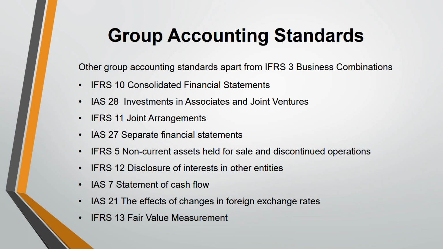Sorry, IAS 7 was the cash flow one, and this is IAS 21, the effects of changes in foreign exchange rates. When you have a foreign subsidiary, before you consolidate, you have to first translate using the IAS 21 rules. And finally, IFRS 13, fair value measurement. It is not heavily used, but you should know the fair value measurement impact for all questions for any standard, not just group accounting. But in group accounting, since we have to measure NCI, goodwill, and the purchase consideration at fair value, it's better to have knowledge of IFRS 13 as well.